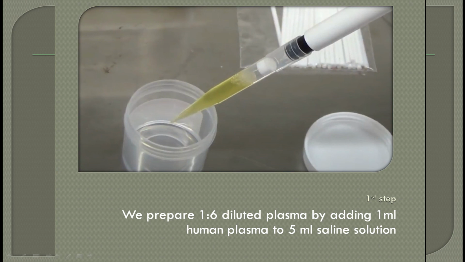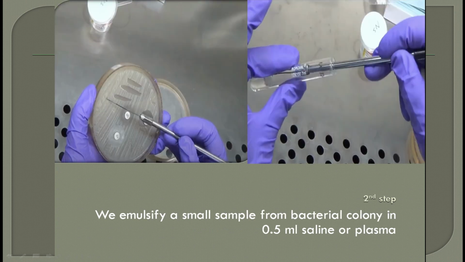This is not the same test tube as the previous one. Here there isn't any test tube, but what I am trying to say is that here we prepared 1:6 diluted plasma, a separate thing. Now within this test tube, we are actually emulsifying the bacteria. We are emulsifying the bacteria in what? In 0.5 milliliters of saline, or you can also do 0.5 milliliters of plasma. Okay.